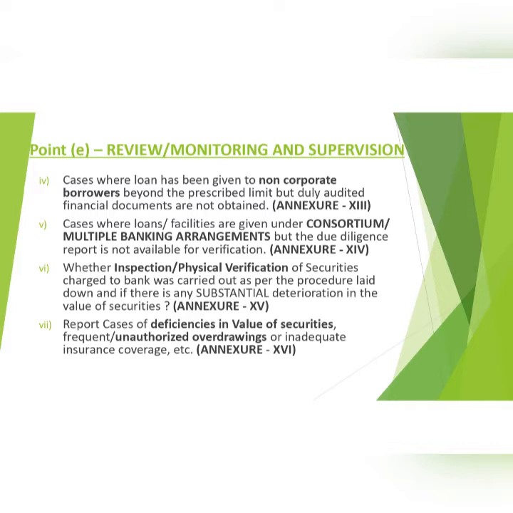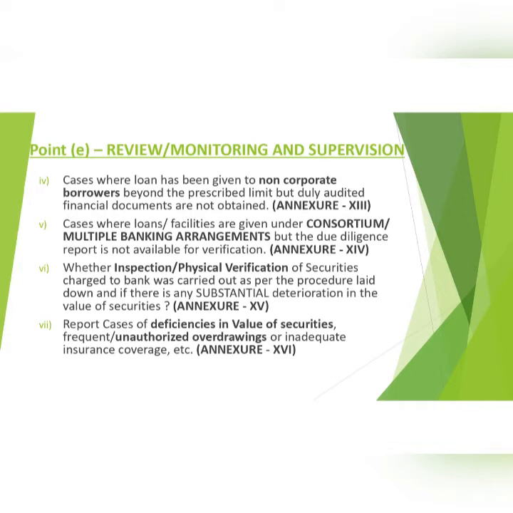Clause 5 under point E talks about the advances given under consortium or multiple banking arrangements. For this, we need to inquire whether there is any such case in our branch. And if it's there, then we need to ask for due diligence report of that borrower. In case our audit branch is not the lead bank in such arrangement, then we need to ask them to call for a copy of such report from the lead bank. If that copy is made available for our review, then we are not required to report under Annexure 14.